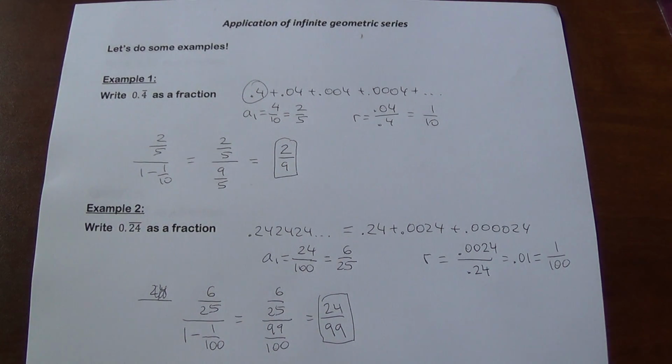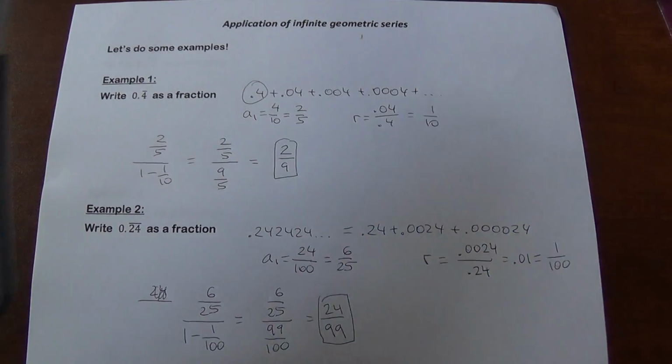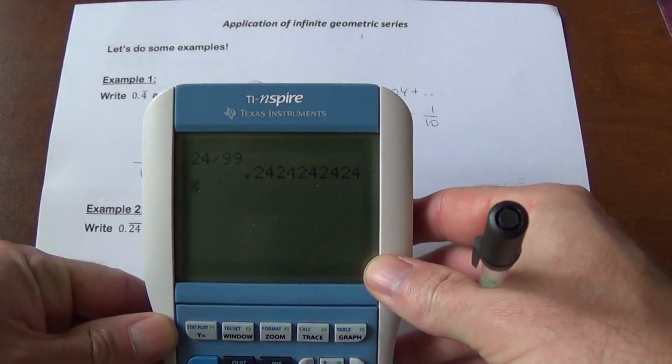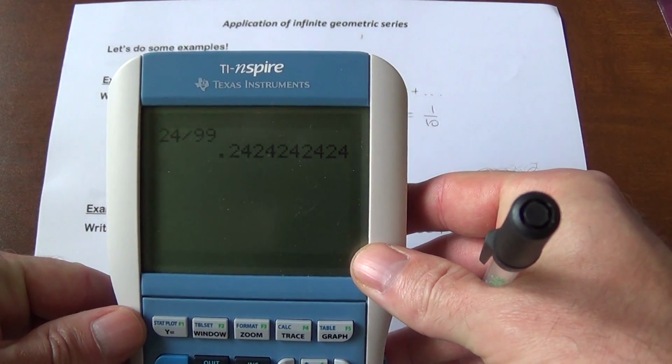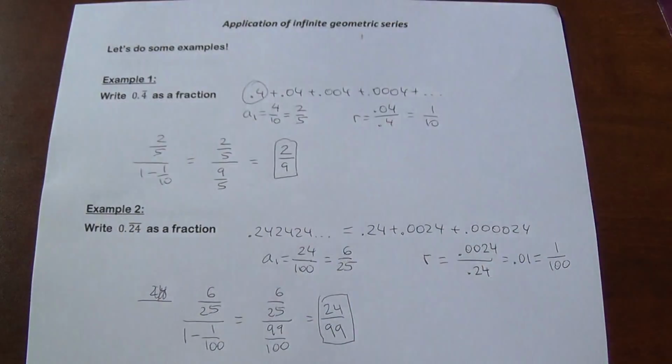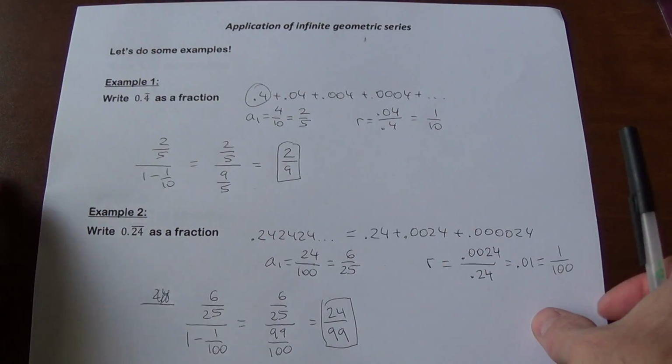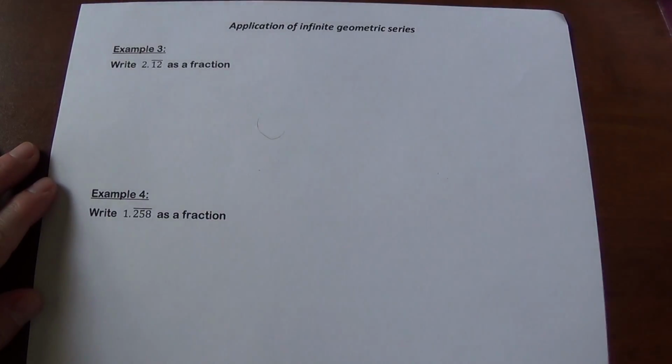Again, if you use a calculator and divide 24 by 99, I just did it here, and you can see it is 0.242424 repeating. Okay, got a couple more.